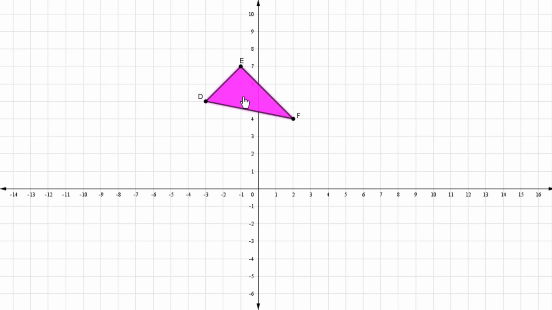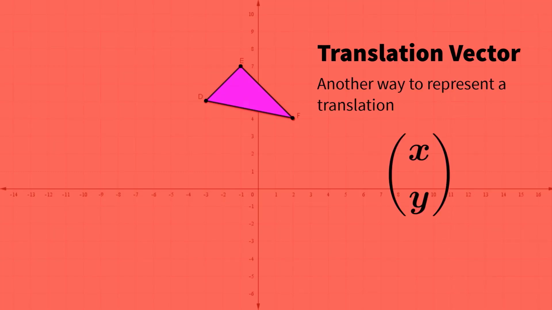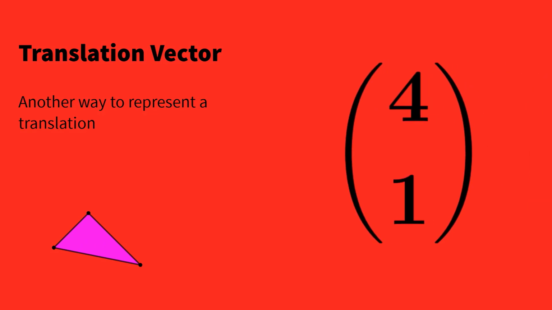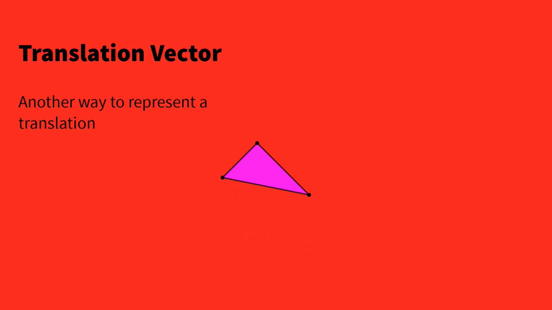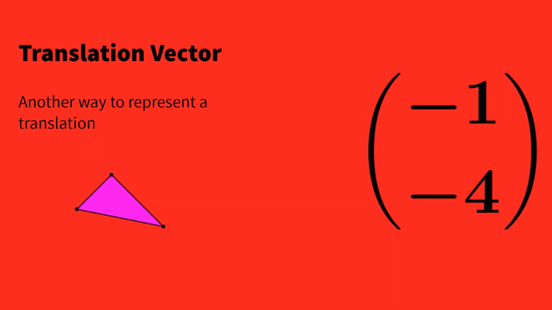Now, we can write translations as translation vectors, and that's just a fancy way to represent a translation. It's really just a column vector where it has how it moves in the x direction, left or right, at the top, and how it moves up or down, in the y direction, at the bottom. So for example, if we had a translation vector like (4, 1), that's telling us that our object moves 4 units to the right and 1 unit up. If the translation vector was (-3, 2), then that means it moves 3 units to the left and 2 units up. What do you think this translation vector would mean?